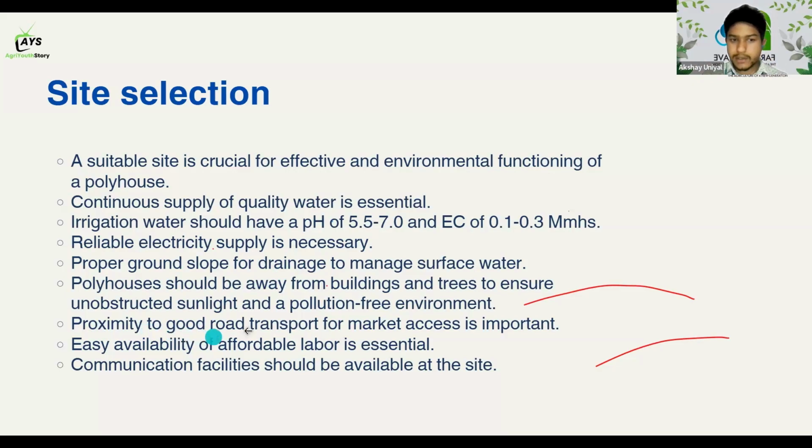Then proximity to good road transport for market access is very important, and this is also a given for any kind of agriculture activity. We need to be able to procure raw materials, and we need to be able to ship our final produced goods to markets. So we need good market connectivity.